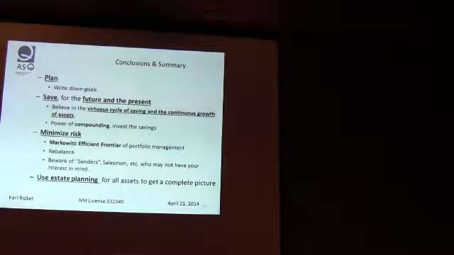A will is basically a legal document that dictates to the courts or whoever where your assets are going to go, to whom and how much, and that sort of thing. A trust is a legal document, and there are different kinds: irrevocable and revocable. You can put all of your assets into that trust.